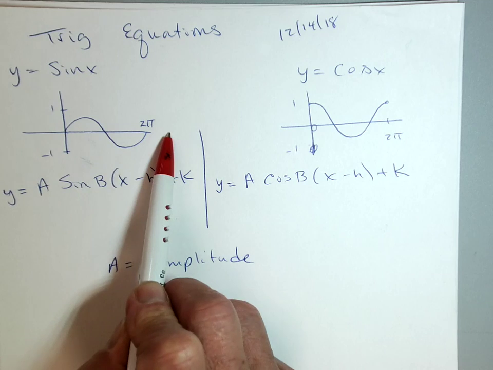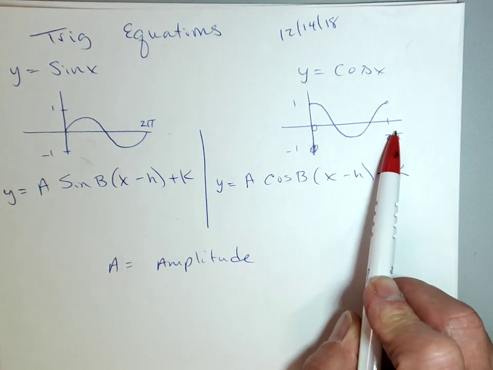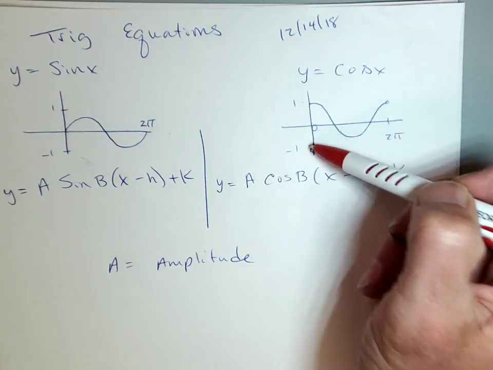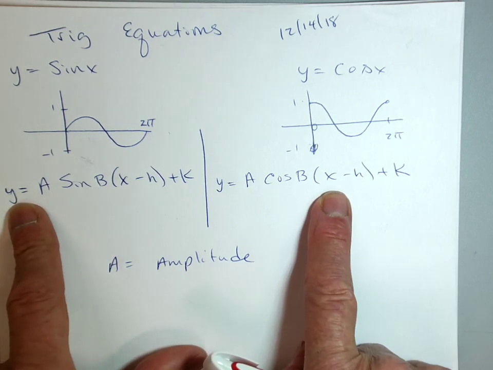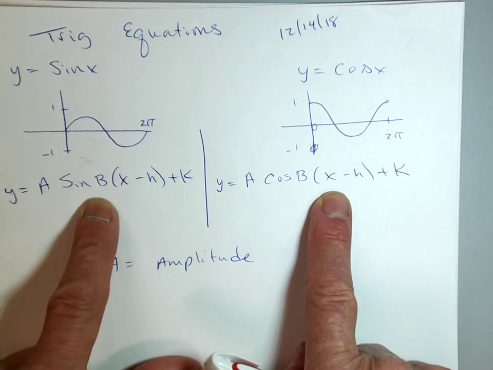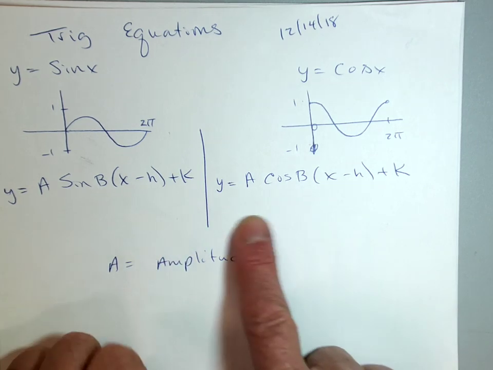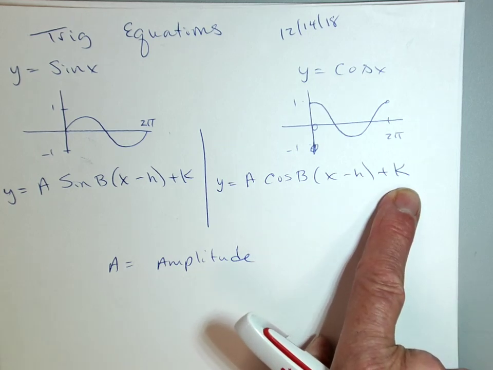Sine goes from 0 to 2 pi, so its period is 2 pi. Cosine goes from 0 to 2 pi, so its period is 2 pi. The amplitude is 1 to negative 1. So depending on the shape of the curve, in the experiment, you either have y equals a sine of b(x minus h) plus k, where a is the amplitude and b is the frequency, or y equals a cosine of b(x minus h) plus k. Okay, now let's go ahead.